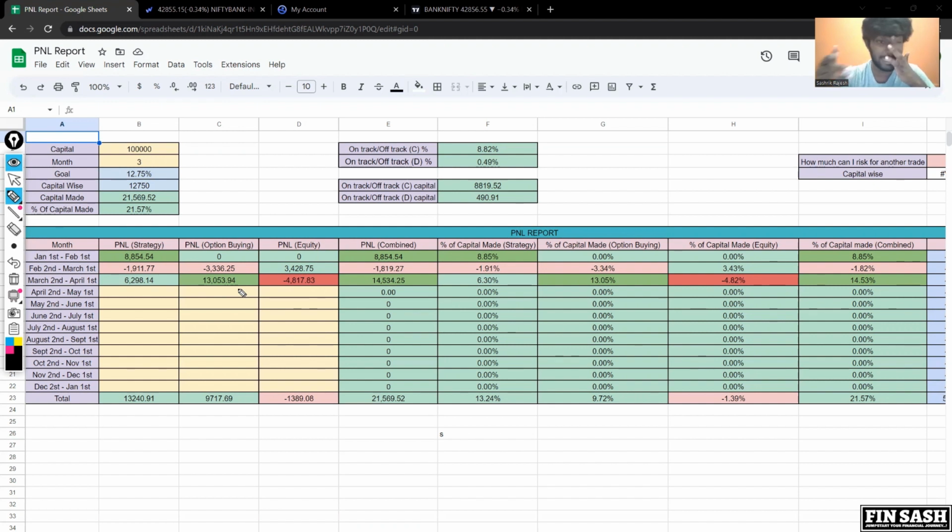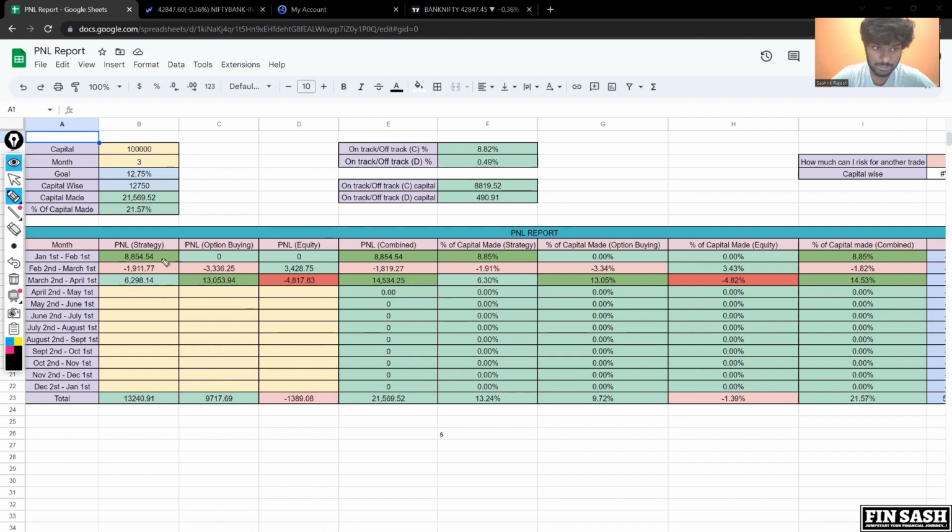But unfortunately, in equity, I lost 4,817. Again, no strategy is perfect. There could be losses, there could be profits. There's no 100% winning strategy all the time. This is literal proof that there is no 100% winning strategy. The only thing you guys can control is your money management. That's what I'm showing you guys here. If you guys don't take anything else from this video, take the point that money management is very important.